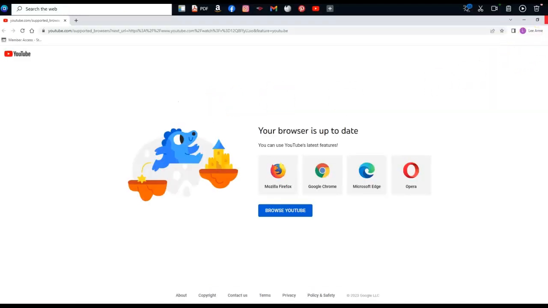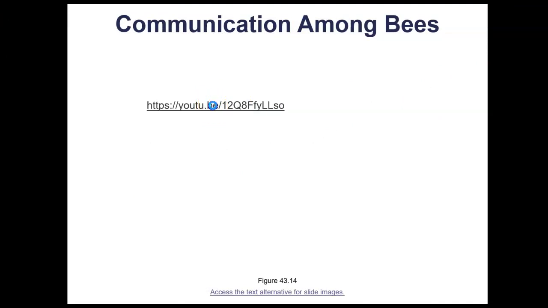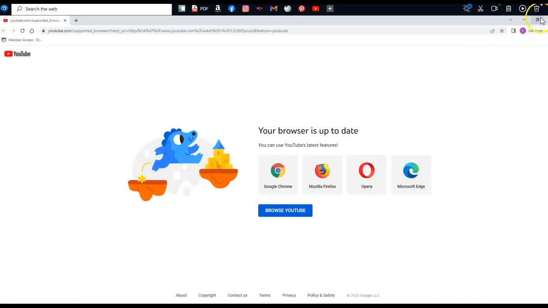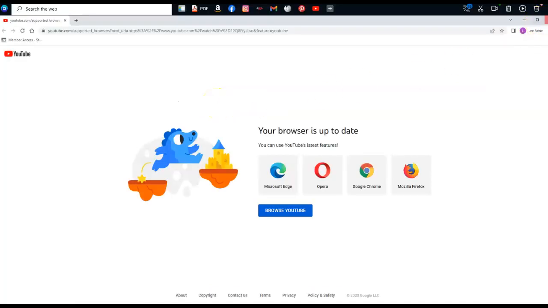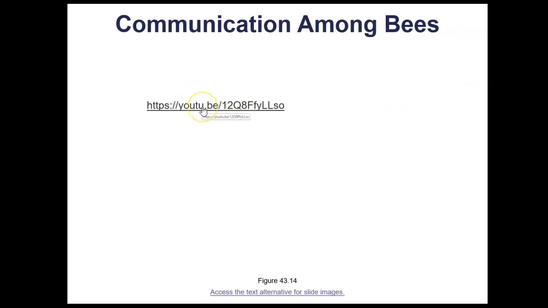But I'm going to try to show this one, if it will. Sometimes I've had to try more than twice. All right, I'm going to give it one more shot.